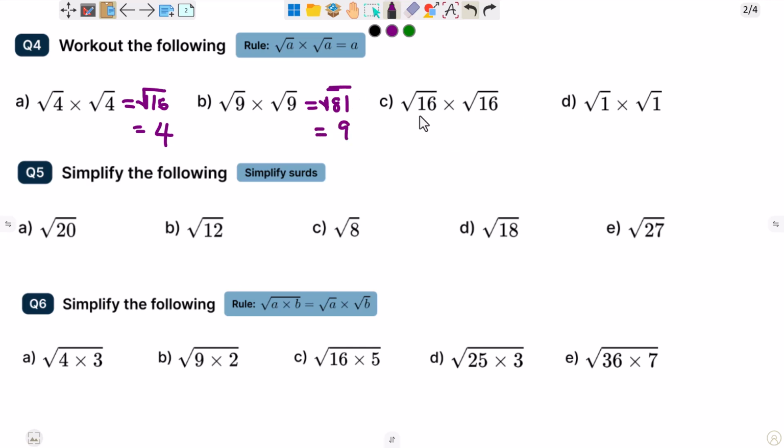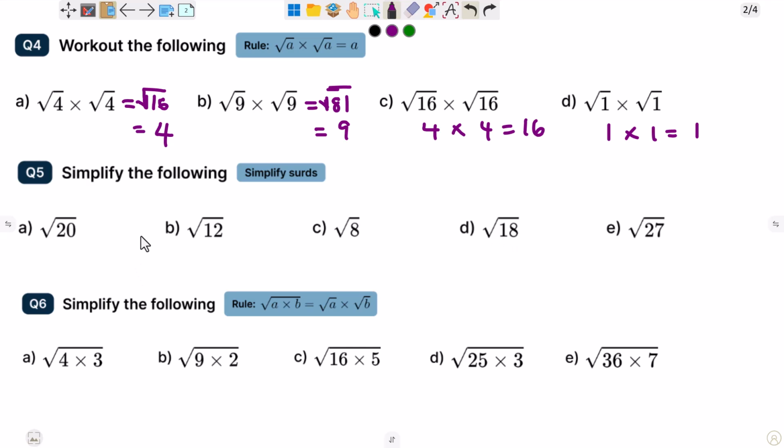And the same, you could say the square root of 16, a different method now, is 4. And the square root of this is 4. And of course, you multiply that, that's 16. And the square root of 1 is 1. The square root of 1 is 1. And of course, you multiply these two, you get the same thing as 1. Okay, so these are two different ways of doing the same thing.